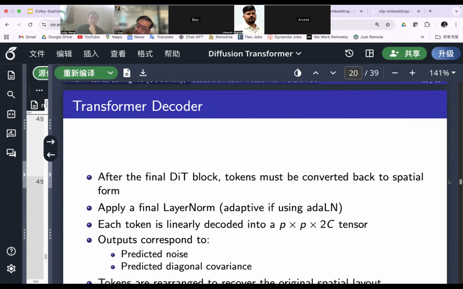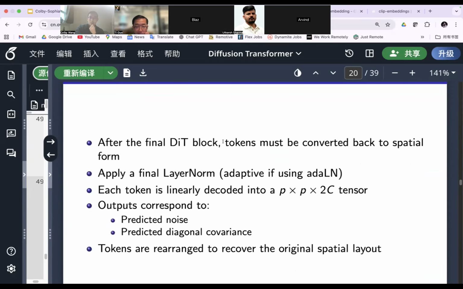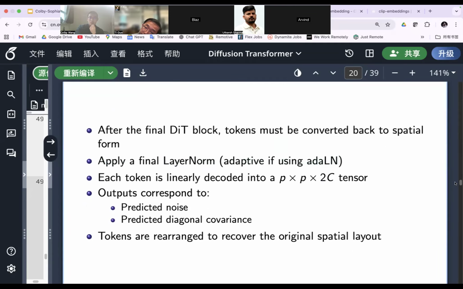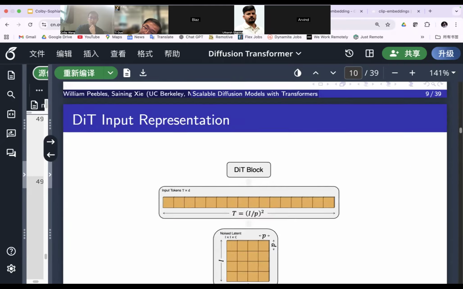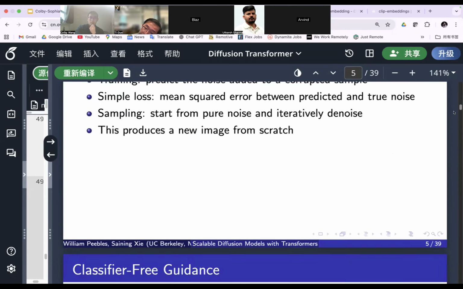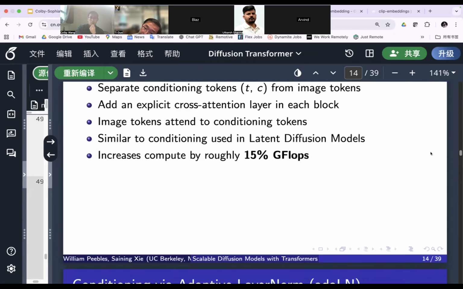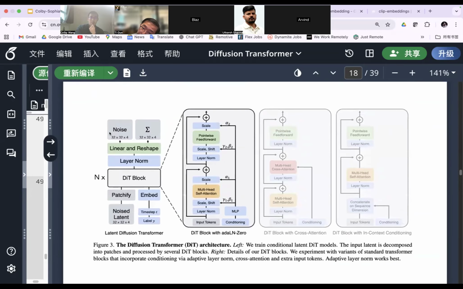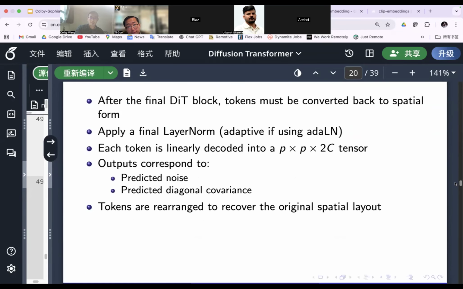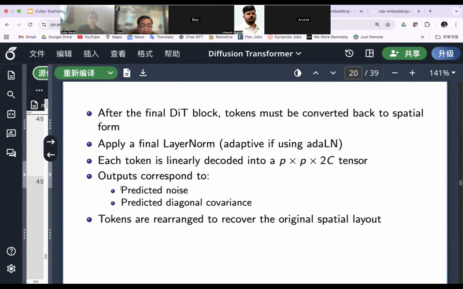So finally, the last layer is just some other layer norm. At the end of this, we have 32 by 32 by 4. We pass this to the decoder, and then you get the normal image, like 256 by 256 by 3. That's how you convert to the original size. And the outputs correspond to the noise and the variance.